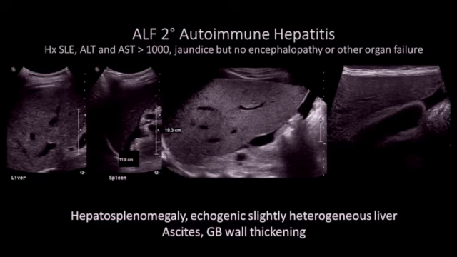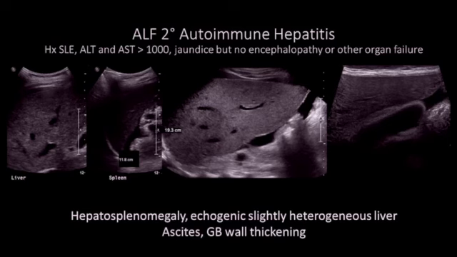Another patient came and was found to have autoimmune hepatitis and acute liver failure, had abnormal liver function studies, as you can see. This patient was a little bit different. The patient presented with jaundice, but no encephalopathy or other organ failure. So not quite into the really fulminant liver range. And if you will, the ultrasound was a little bit different.